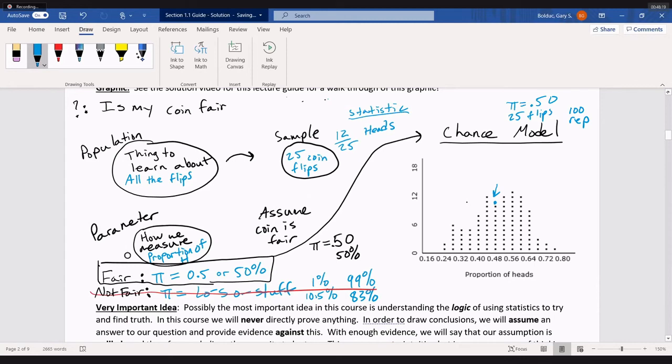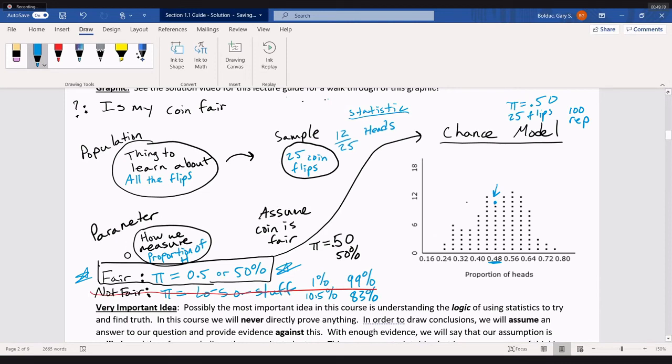The 12 out of 25, which is about 48%, is right smack dab in the middle. It seems to happen quite frequently, or at least other statistics close to that also happen very frequently. So it fits the model. It doesn't make me think, this is weird. So I say, okay, fits the model. And what I end up saying is I've got no evidence against my assumption of fair. I assumed it was fair, I got some data, my data fit. Okay, I'm thinking it could be fair. That is the whole of the logic of statistics that we're going to be using.